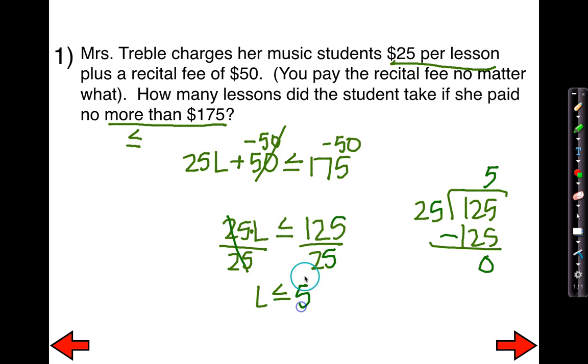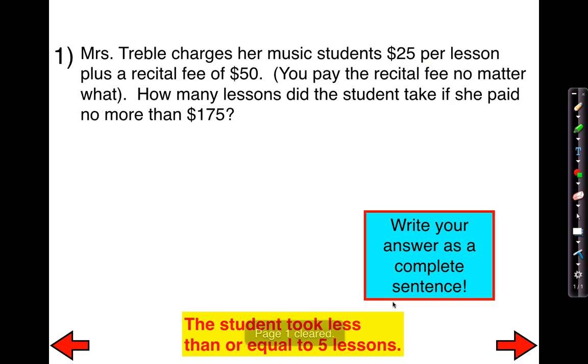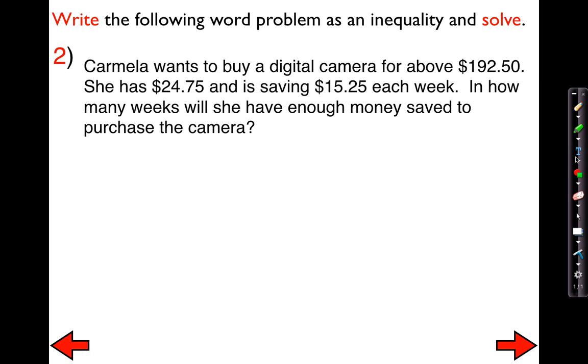So basically, how many lessons did the student take if she paid no more than $175? So this means the student took less than or equal to 5 lessons. Okay, so that means she either took 5, 4, 3, 2, or 1. Now let's take a look at number 2. The instructions are the same. It says to write the following word problem as an inequality and solve.